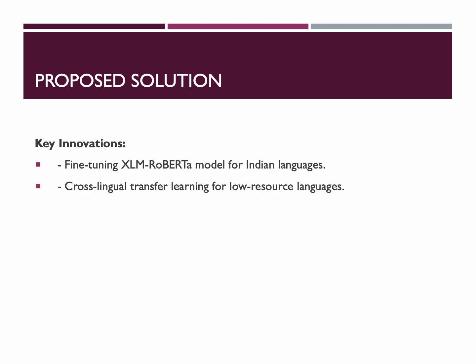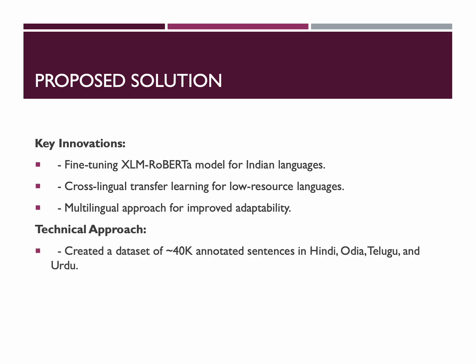For Indian languages, they also used cross-lingual transfer learning to make the model more effective in low resource settings. One key innovation was creating an annotated dataset of 40,000 sentences from four languages: Hindi, Odia, Telugu, and Urdu. They fine-tuned two pretrained models, BERT and Hinner, tailoring them specifically for the dataset. This approach not only improves adaptability but also shows how transfer learning can be applied to addressing linguistic diversity.